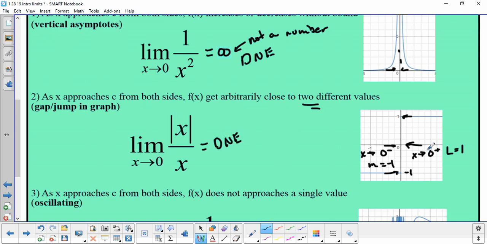We'll talk about this more later, but the right side limit does exist and the left side limit does exist, but the 2-sided limit does not exist, because you need to approach the same value from both sides.